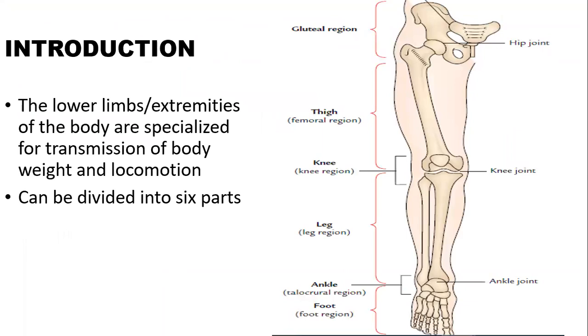So when it comes to the lower limb, it starts at the pelvic region. So you have the pelvic bones there. Then going down, in short, that's the lower limb, right? From the pelvic region going down. Okay. So the lower limb is basically specialized for transmitting the body weight and locomotion.